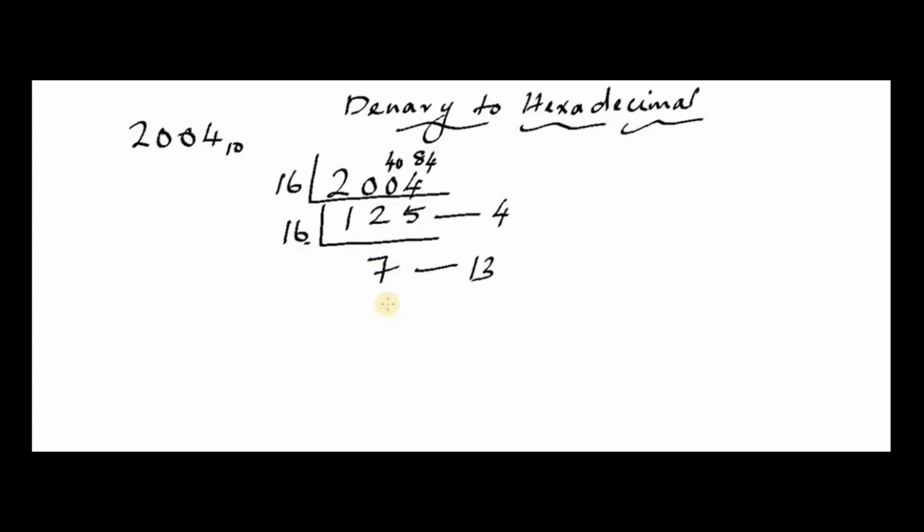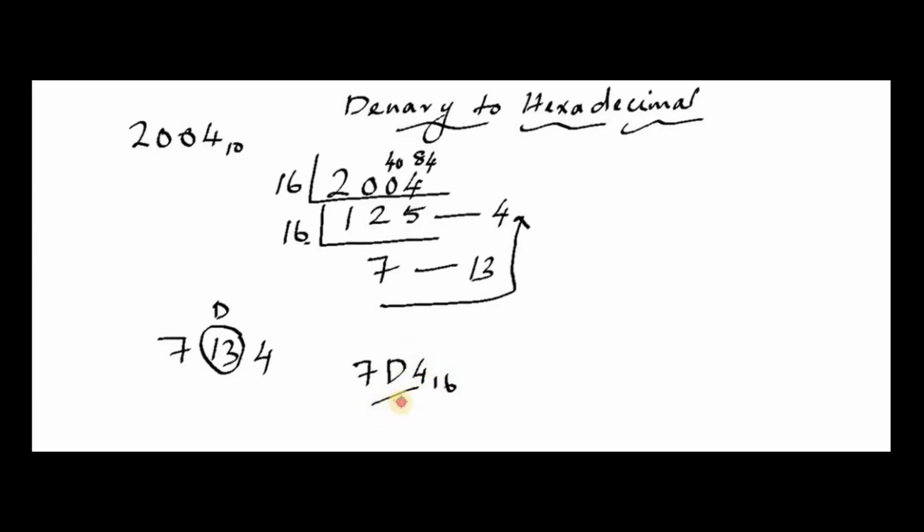Now how to write your final answer? From here you have to go up and write like this: 7, 13, 4. Our intention is to convert a denary number to a hexadecimal number. So this 13 in hexadecimal is D, right? So our final answer is 7D4 base 16. This is our final answer.